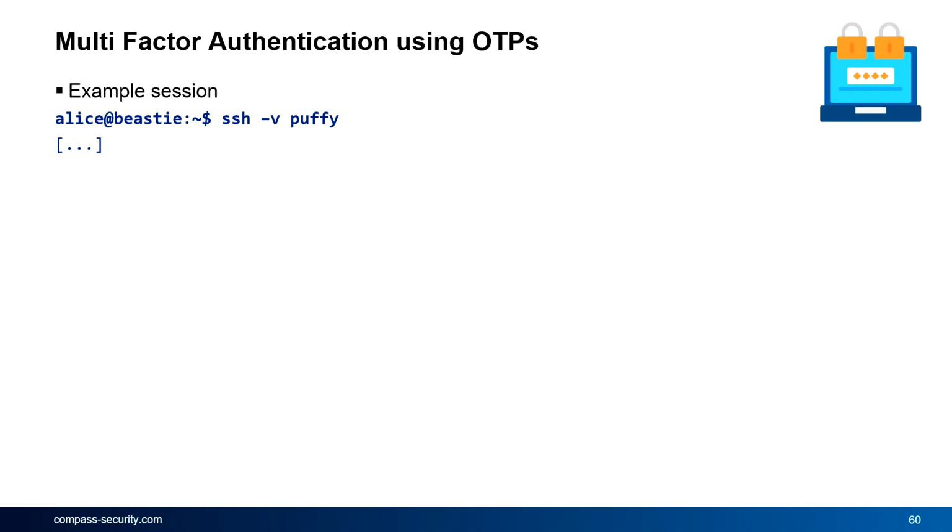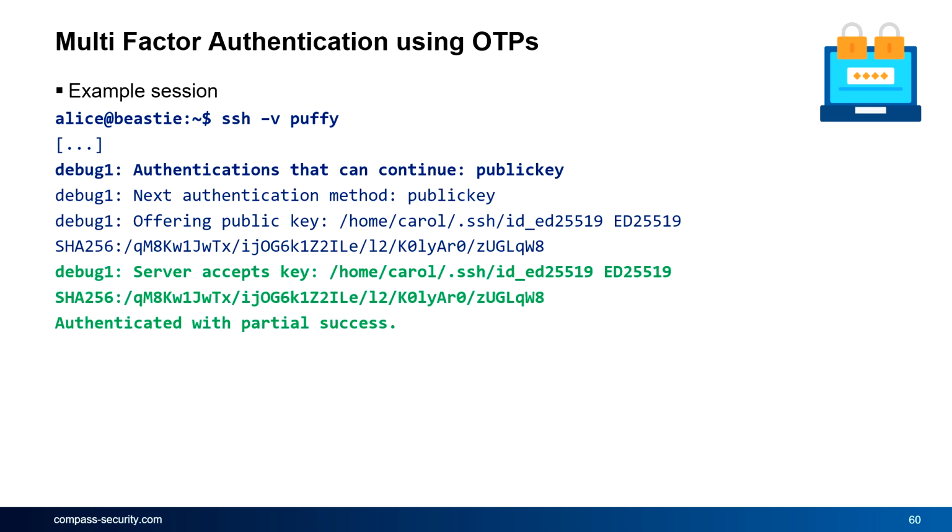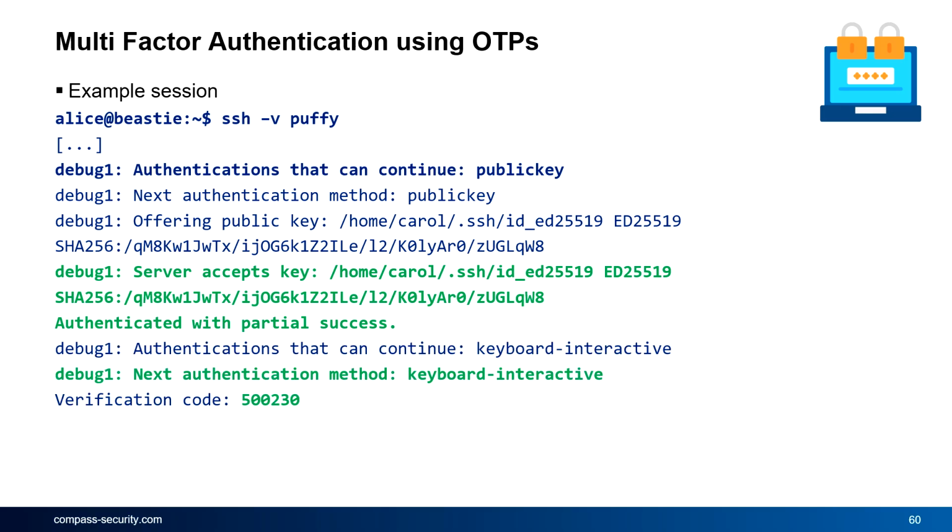Here is an example of how this could look. Alice starts an SSH session to the host Puffy. The server first tells us that the first authentication method is public key. So Alice offers her public keys and one of them is accepted. In this case, the key was also not protected by a passphrase. Then the next authentication method we configured earlier, the keyboard-interactive method, starts. We see this here. Alice has to enter the OTP, and if the OTP is correct, Alice is successfully logged in.